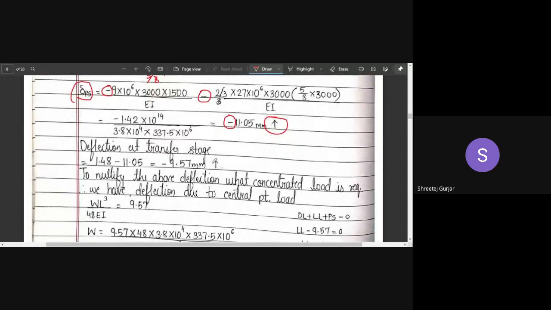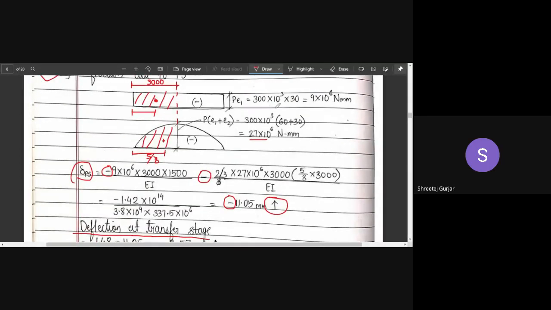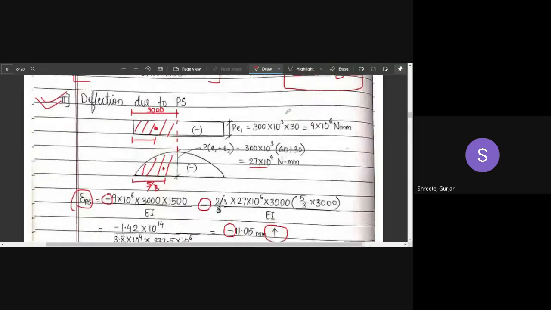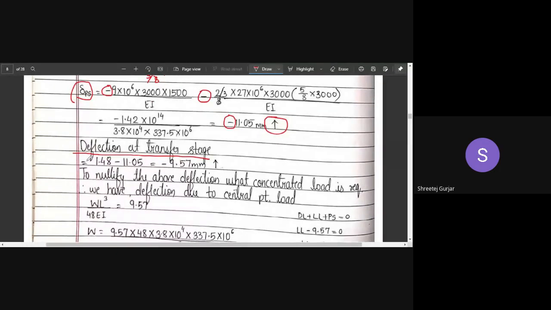Moving on. As they have told us, we have to calculate the deflection at transfer stage. At transfer stage, we add both of these deflections, due to dead load and due to pre-stressing force. At transfer stage there is no live load; at service stage there is live load. Remember. So plus 4.18 minus 11.05 will give you minus 9.57 mm. That is upward deflection.